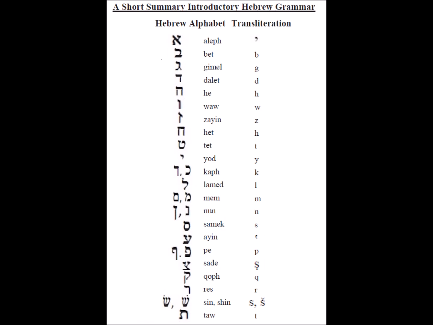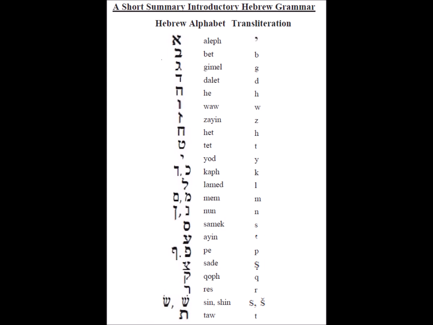And Pei is like a P. You have a final Pei and one in the letter itself. And then Tsade is like an S with a dot under it. Tsade. Qof is transliterated like a Q. And Resh like an R.